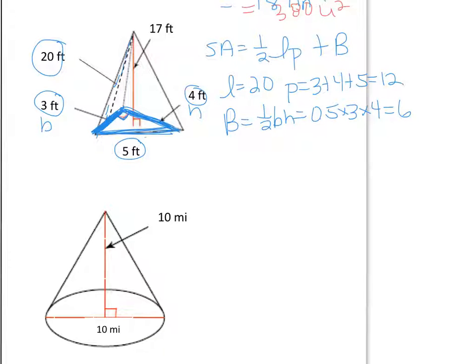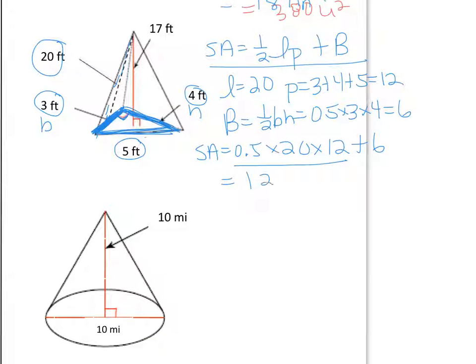And so now what I'll do is plug into my surface area formula. So 0.5 or 1/2 times 20 times 12 plus 6. Multiply. You should get 120, and add, and you'll get 126 feet squared.